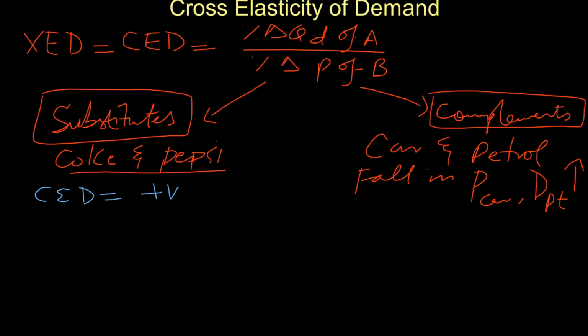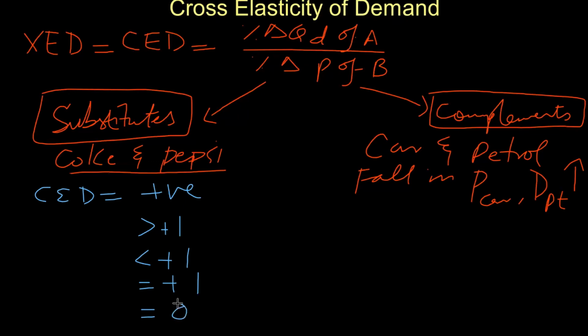And another related information is that cross elasticity of demand for substitutes is always positive. However, it can be greater than +1, it can be less than +1, and it can be equal to +1, or it can be equal to 0. Okay, what do these coefficients mean?